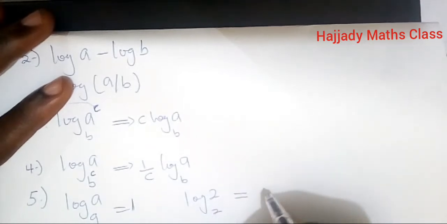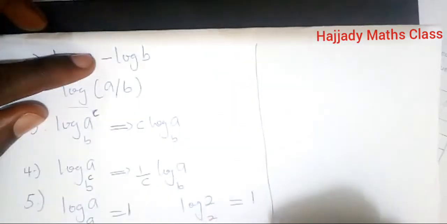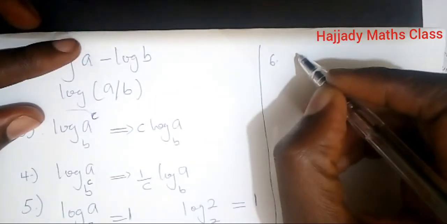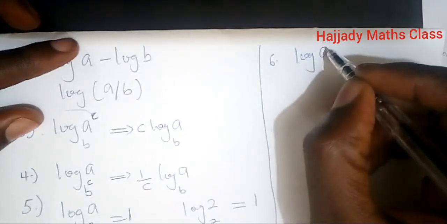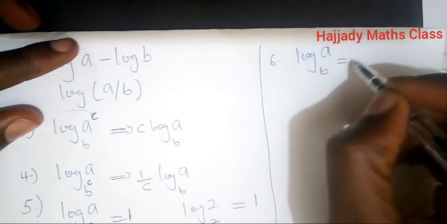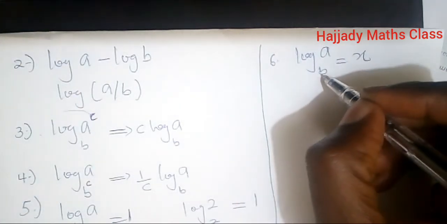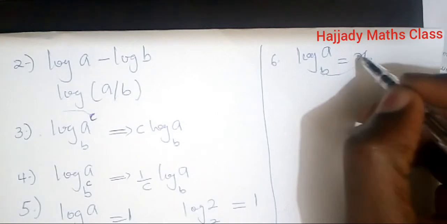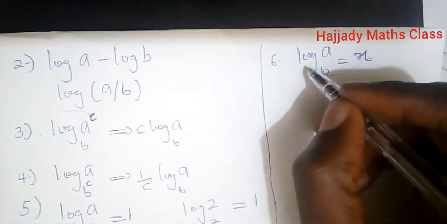And lastly on this, which is the sixth law, is when we have log a base b equals x. In this case, the base will be raised to the power of the value on the other side of the equal sign. That is, the log will go away. We have a equals b raised to power x. So I want us to take note of this. In our next video, I'm going to give an example to illustrate this.